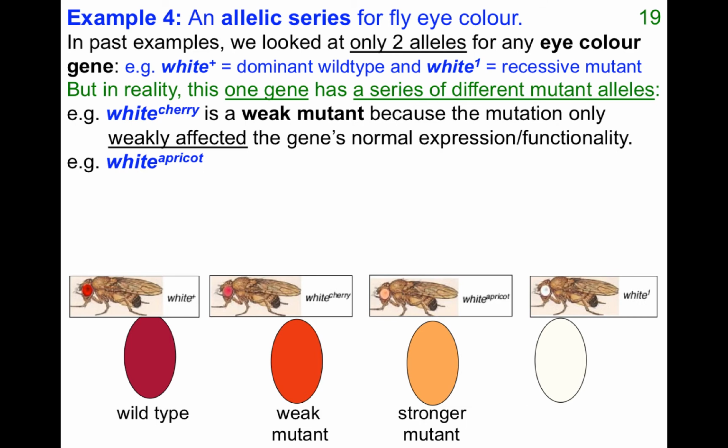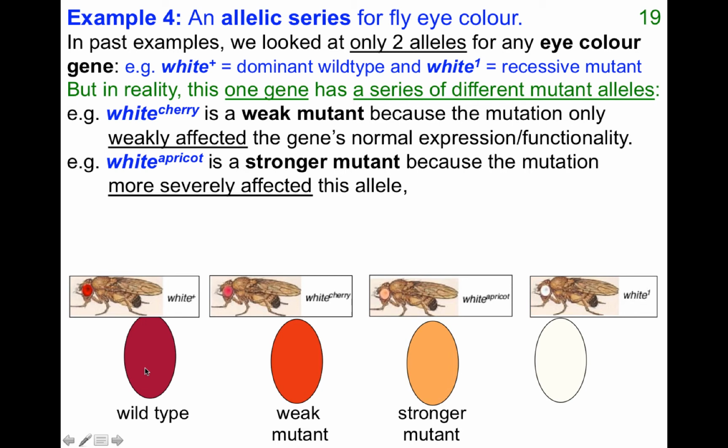There's one called apricot, which is quite a bit lighter, more kind of pale yellowish orange, and that we would call a stronger mutant because this is more different from the wild type, from what's normal. So this is a more severe effect on the phenotype when you have this mutation.